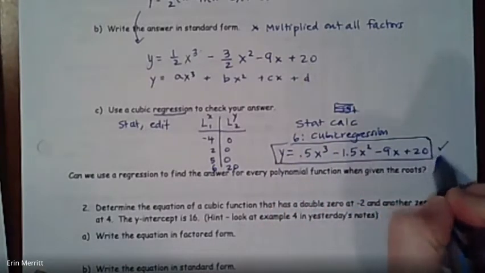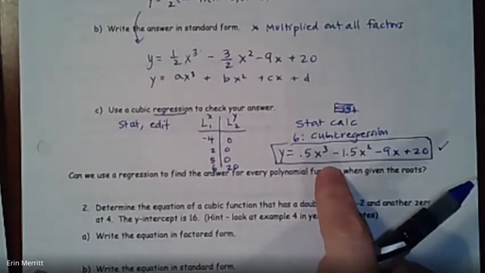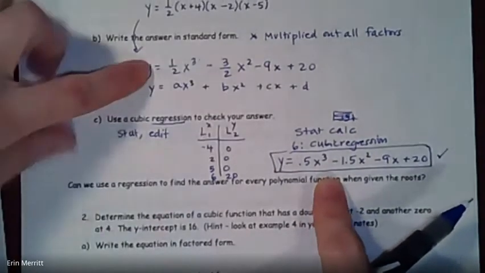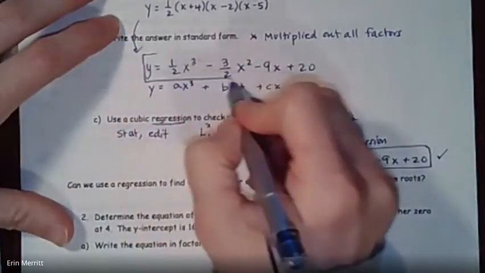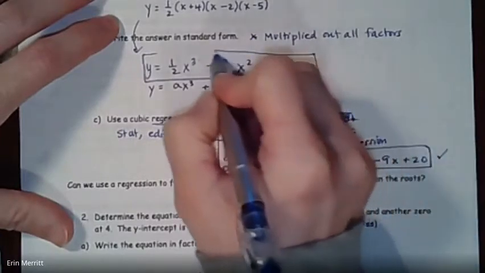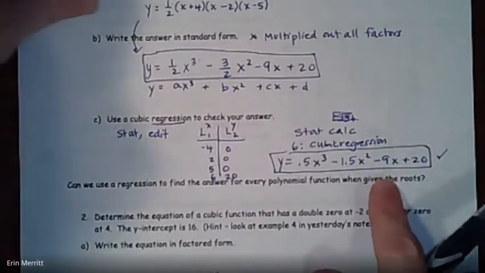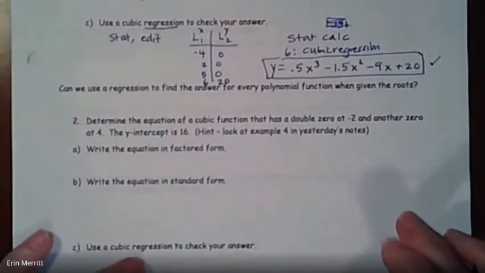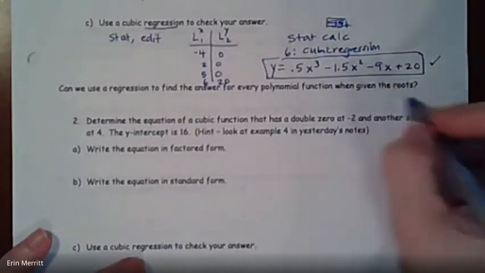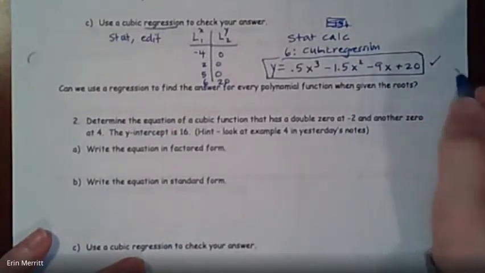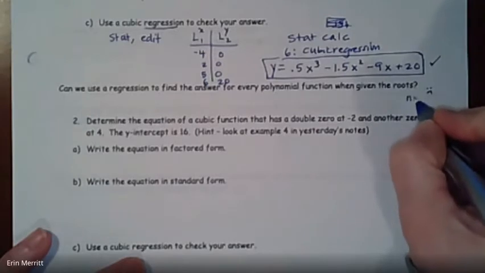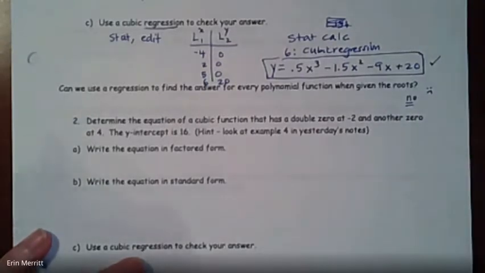Now, if you think about it, that's an awful lot faster to let the calculator do the cubic regression. So you can always multiply it out yourself, or you can let the calculator do the work. Now, if it was that easy, I would have shown you that day 1. When it says, can we use a regression to find the answer for every polynomial function when given the roots? The answer, sadly, is no, and here's why.